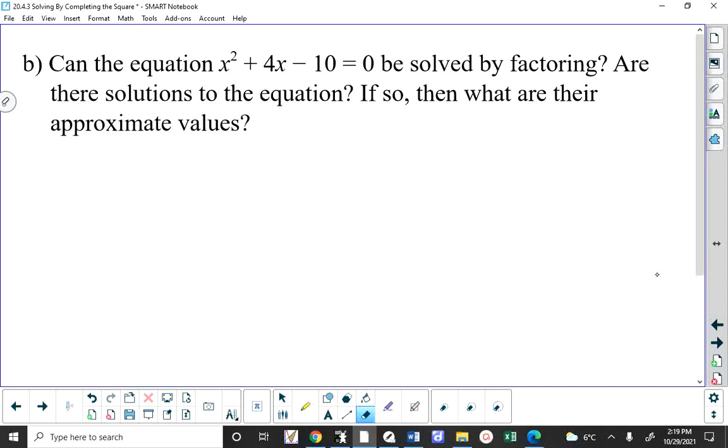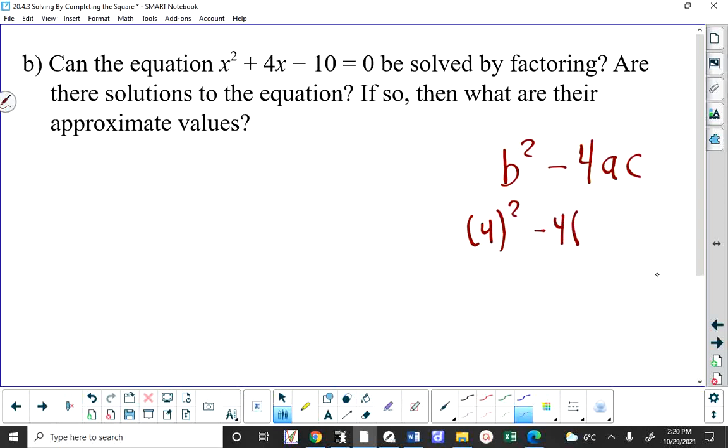Another way you could do this, and I want everybody to do this, please, is to calculate that b squared minus 4ac. It's a very special number. Whatever b squared minus 4ac is, it tells you if something's factorable. It tells you if there are even solutions. We will learn the deep details of that later on in the unit. But to start with, when we calculate b squared minus 4ac, you're going to get 4 squared minus 4 times a, which is 1, times c, which is negative 10, and you get what I believe to be 56. And 56 is not a perfect square, so it's not factorable.